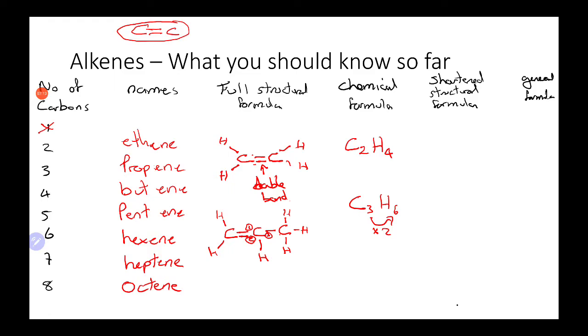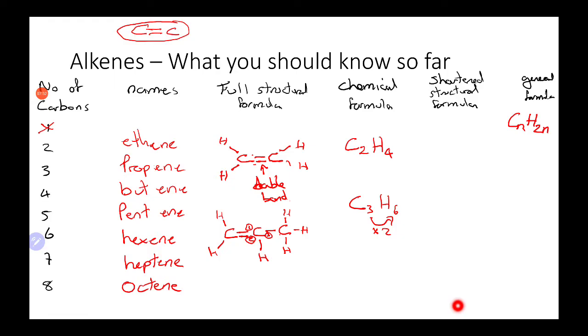Turning that into a general formula, which is over here, would be hopefully nice and straightforward for you now, because you've had plenty of experience with general formulas. We want to write CnH2n. That means that whatever n is, double it, and that will give you the number of hydrogens. Whatever the value of the number of carbons is, double it, and that will give you the number of hydrogens.